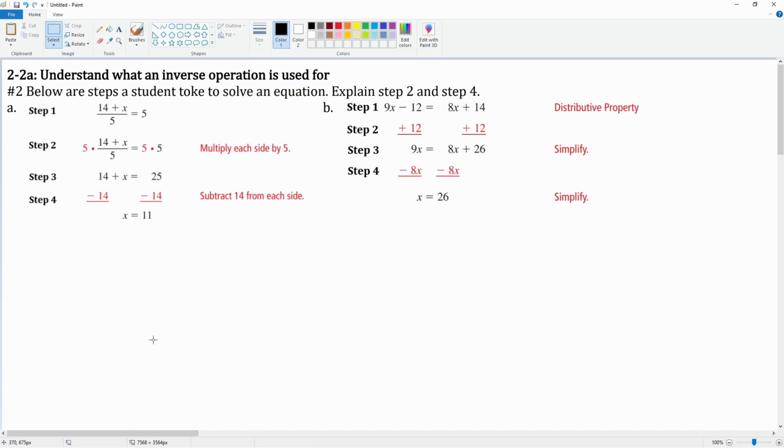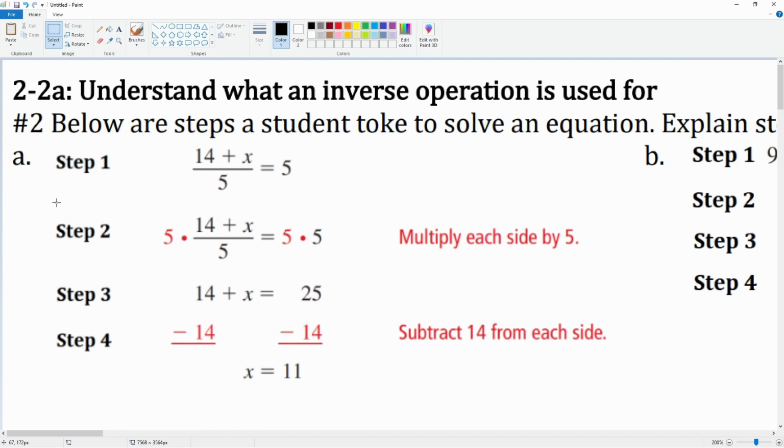2-2A, understand what an inverse operation is used for. Number 2, below are the steps a student took to solve an equation. Explain step 2 and step 4. Okay. So here we have A. Notice the step is already here. We just have to explain it.